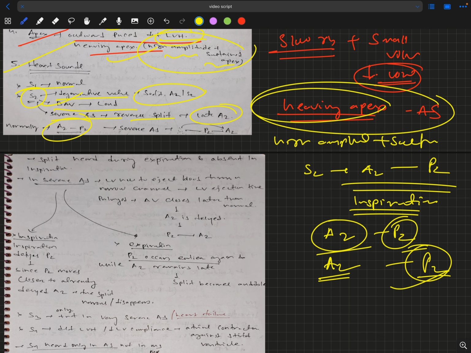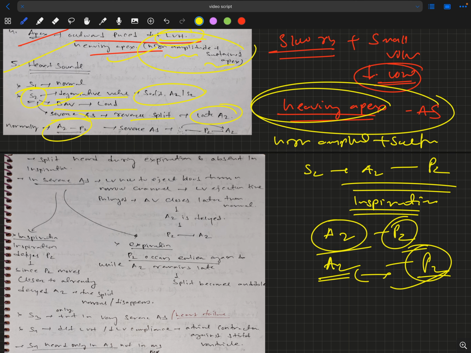We heard it, we appreciate the split because during inspiration there is more volume coming to the right ventricle and it will take longer to pump this blood. So A2 occurs earlier and P2 occurs later. The valve closure of the pulmonary valve occurs later because it takes a long time to pump the blood, whereas the aortic valve pumps easily because the volume is the same. But in the case of the right ventricle, there is more volume of blood during inspiration, so it takes a long time to pump the blood and closes later.